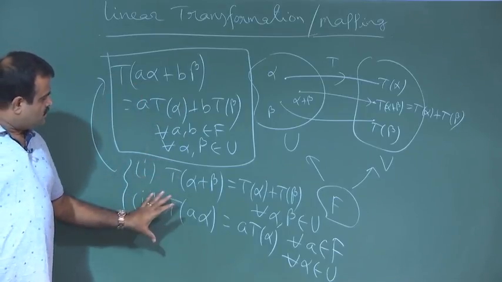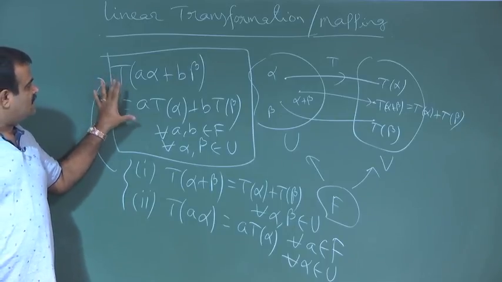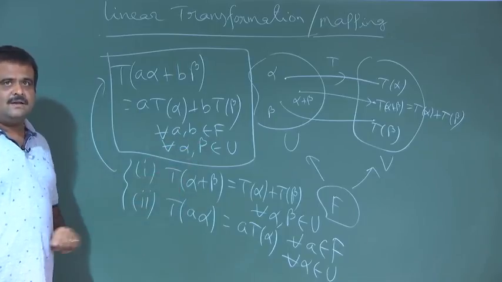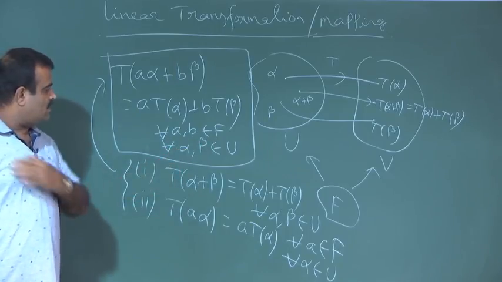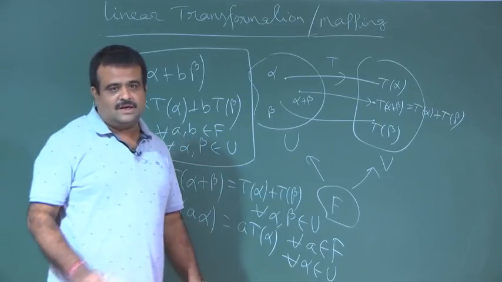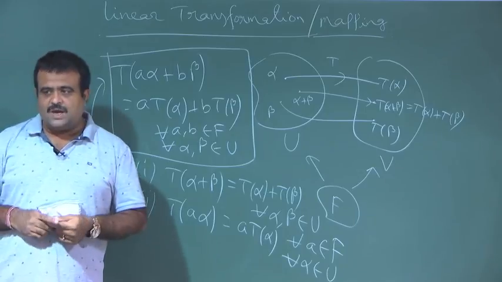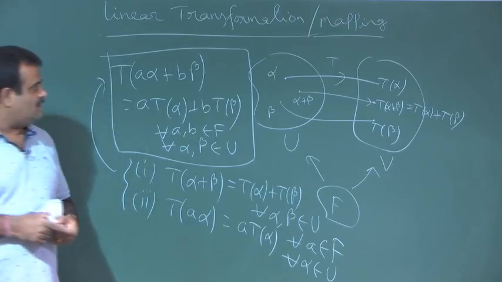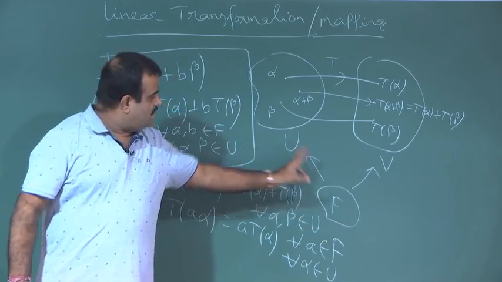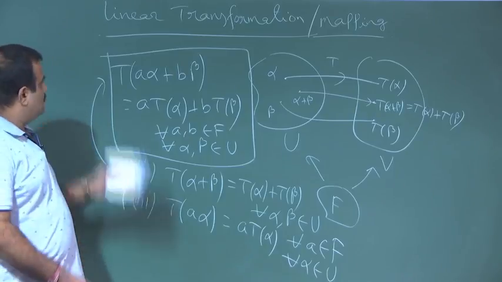So, either we take these two conditions or we take only the single condition, and this must be true for all scalars A, B and all vectors alpha, beta from U. If this is satisfied, then we call the mapping T a linear transformation or linear mapping. But U and V have to be vector spaces over the same field.